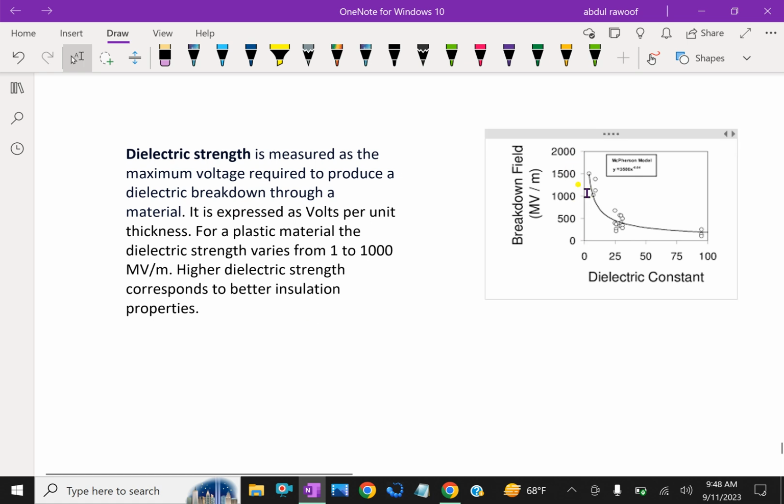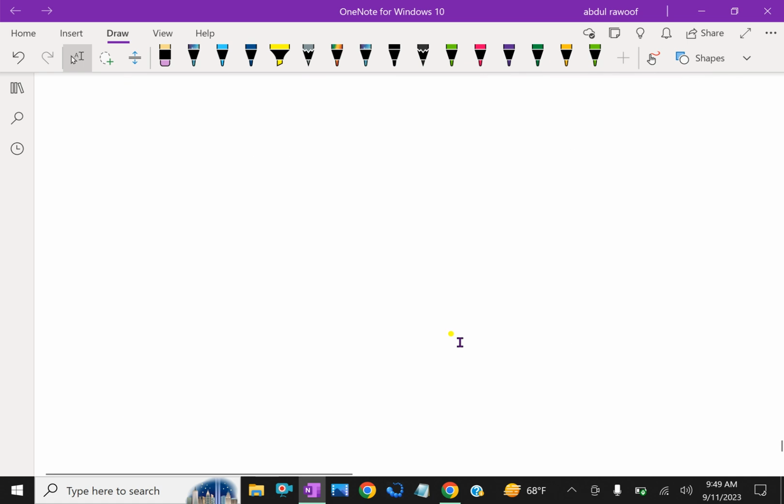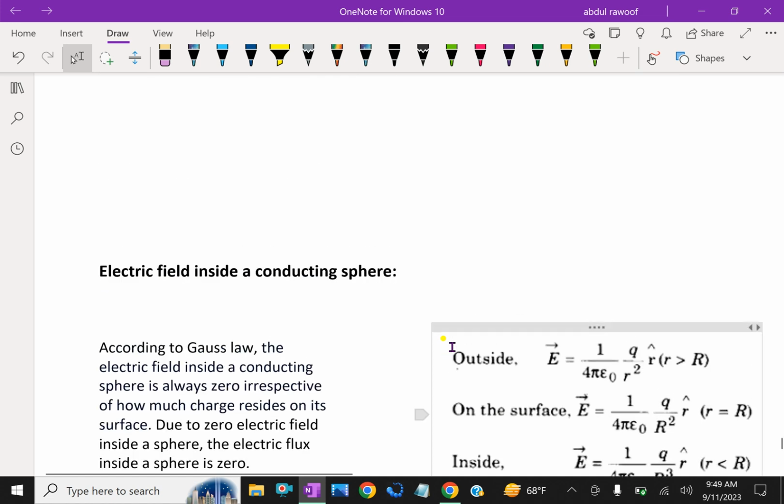Look at here. These are some graphical relations between dielectric constant and breakdown field. The breakdown field voltage is higher when the dielectric constant goes like that. So far we discussed different terms of electric field.